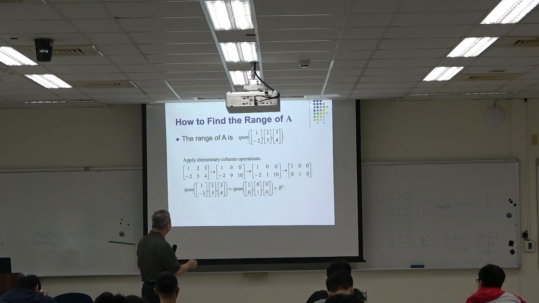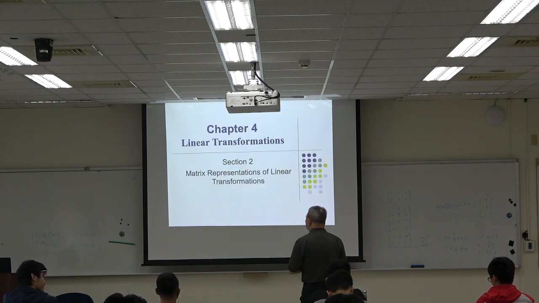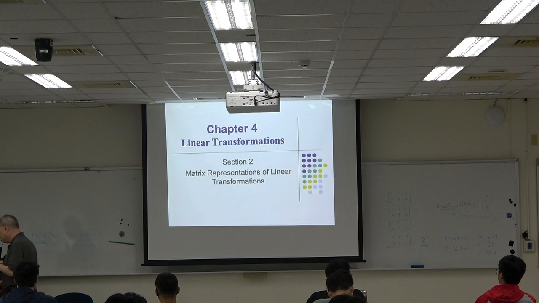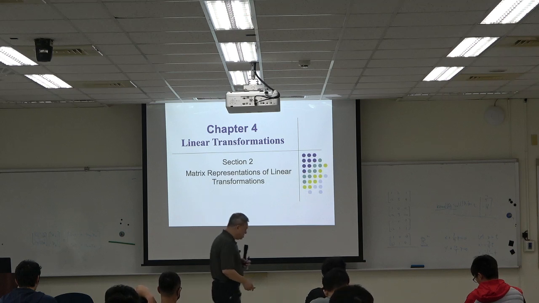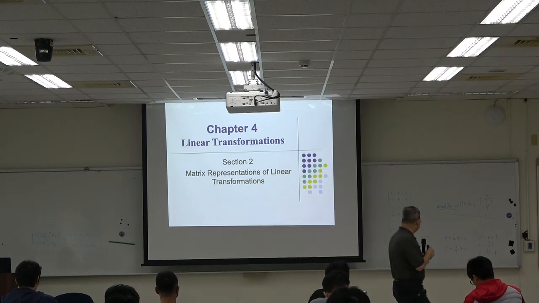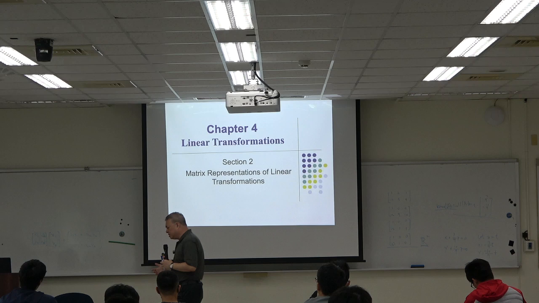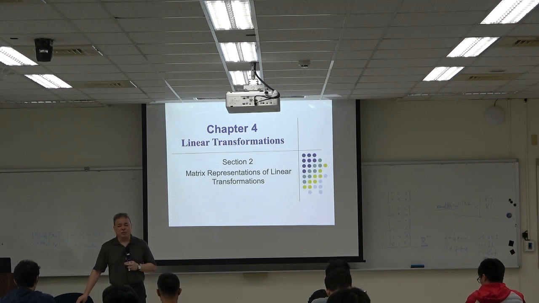As for the range, I already did that too. So that ends section 1, and we start section 2, matrix representation of linear transformations. We may not finish this section today, but like I said, we should be able to finish this chapter next time and then move on to chapter 5. When I say next time, I mean the week after next, because we don't have class next week.